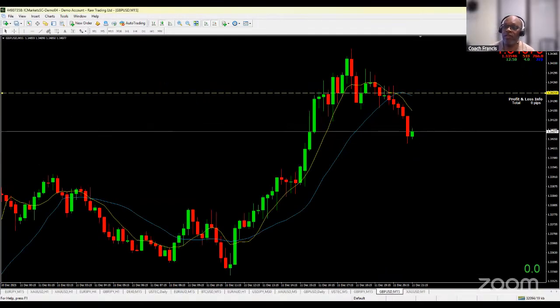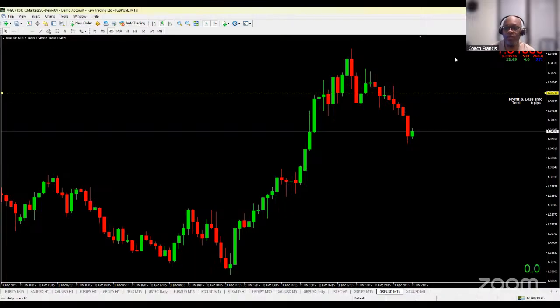So you can see the number here at the top. This is the British pound against the US dollar. This is the British pound against the US dollar. And you can see the exchange rate, the current exchange rate.